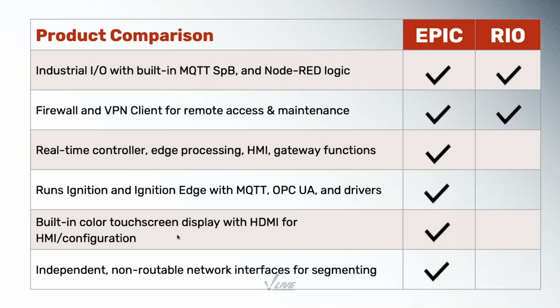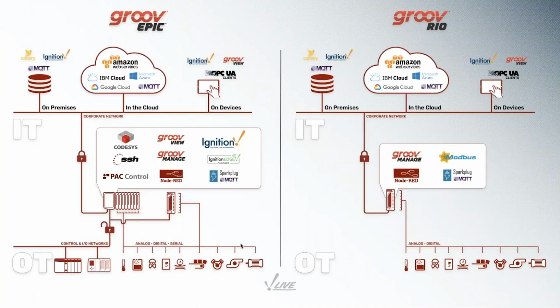A better way maybe to look at the differences as well is through architectures, and this is what it looks like. The Groov Epic here on the left, which has been out for, as I said, several years. Lots of software, lots of control engines, lots of options here for your digital transformation projects, your real-time control applications, and of course, being able to pull in unsecure PLC data and put it into infrastructure, wherever that may be, on-premise, in the cloud, or on your devices.